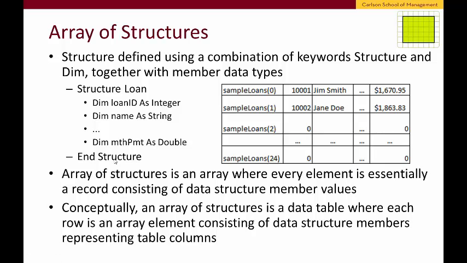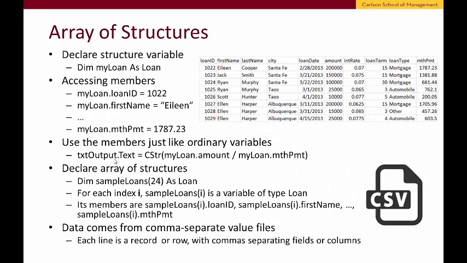Okay, so we declare a structure variable just like a simple variable using a Dim statement, followed by a variable name like myLoan, and a structure name as its data type, Loan in this case. Each of the structure members is accessed by a dot operator or dot notation, typing the structure variable name, so let's say myLoan, dot or period, and then choosing the member from a drop-down list like first name, loan ID, or city, loan date, amount, interest rate, loan term, loan type, or monthly payment.